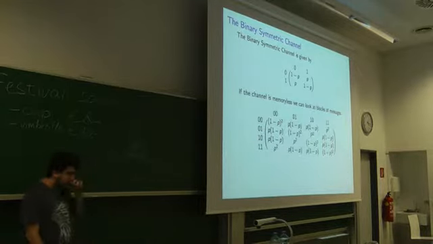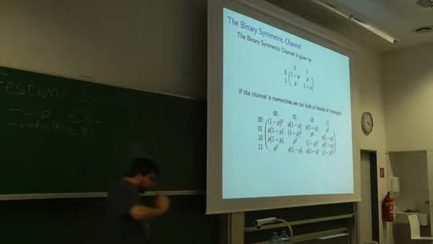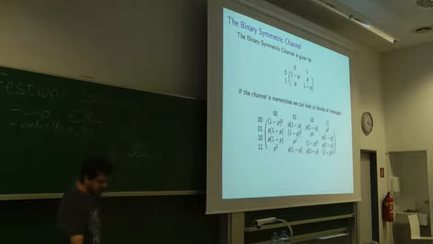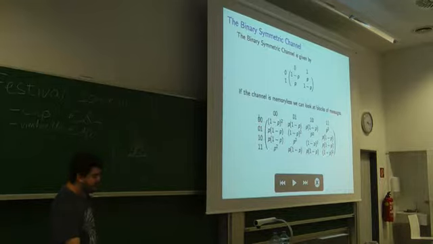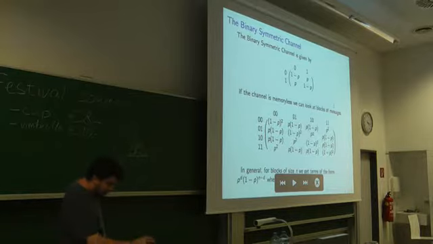So when you start to take blocks of messages, you know that when you send a 0, this is the chance of receiving a 0. So when you send 2 zeros, this is the chance of receiving 2 zeros. When you send a 0 and a 1, this is the chance of receiving a 1 and a 0. You end up with this type of matrix. And in general, for these blocks, you end up with these terms which are p to the power of d, times 1 minus p to n minus d.